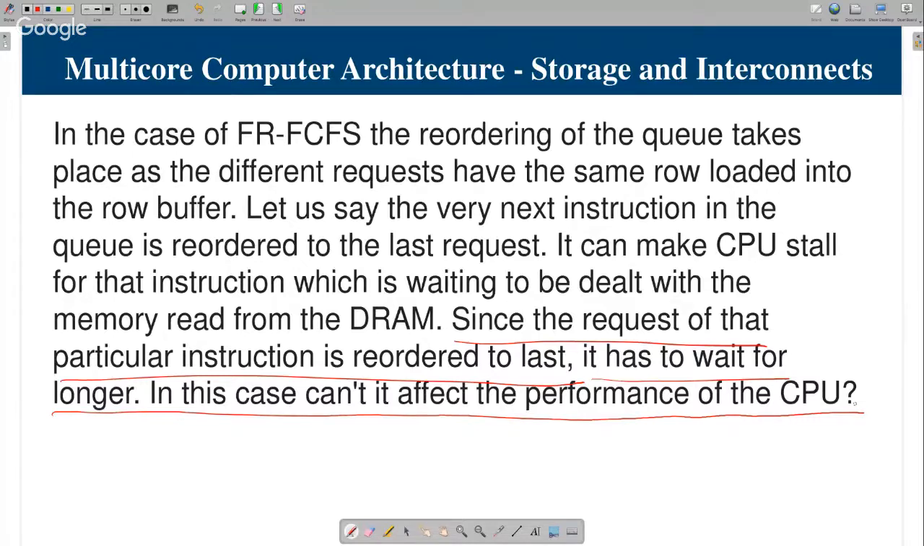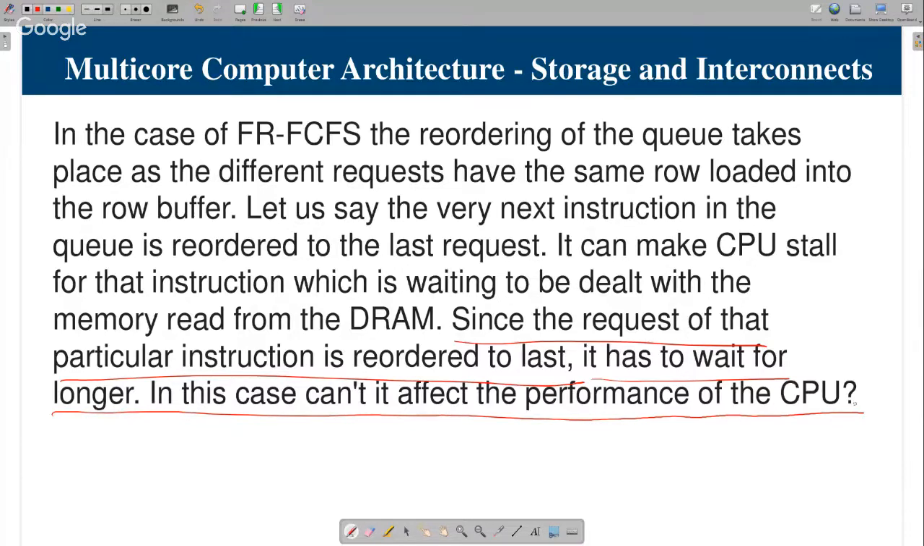If you are following FRFCFS, then there is no guarantee that the request that is coming to DRAM will be processed in first come, first serve order. We are going for first ready, then first come, first serve. So what is meant by the concept of first ready? If there is a request to the currently open row buffer, then that request is granted first.